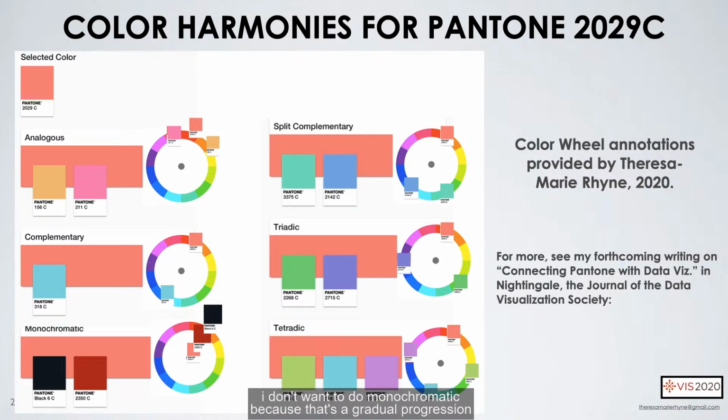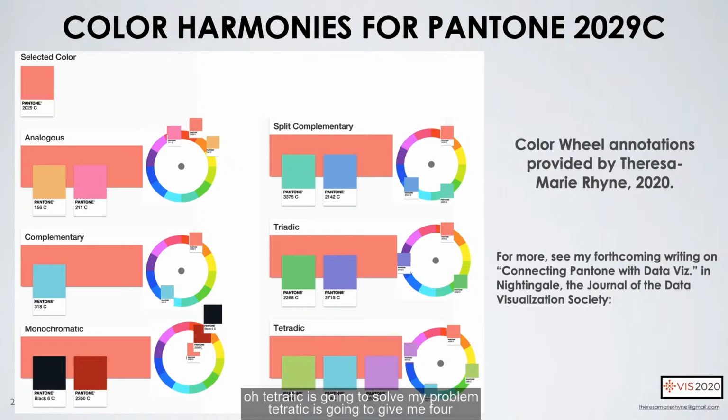I don't want to do monochromatic because that's a gradual progression. That's like that sequential stuff that ColorBrewer is so strong in. I want four distinct colors. So I don't want some color that's built up with tints, tones, and shades. And I don't want just a complementary color, one complementary color, and then have to find another complementary color. Actually, but maybe that's an idea. Maybe if I have a complementary, tetradic is going to solve my problem.